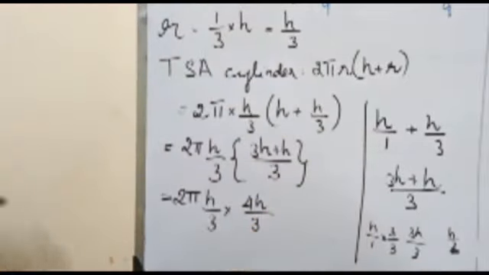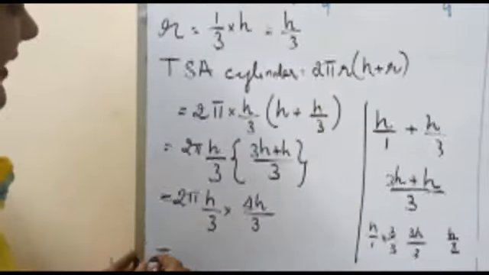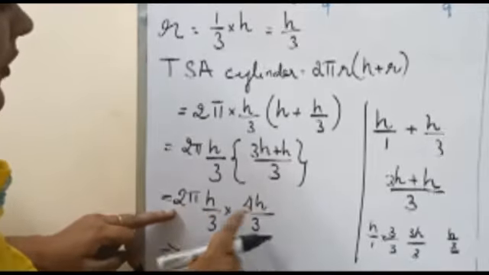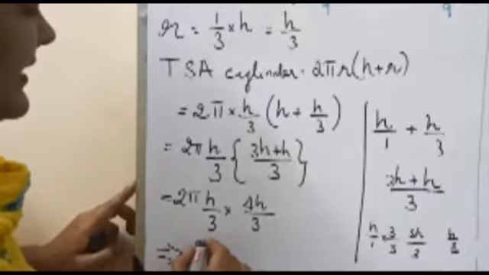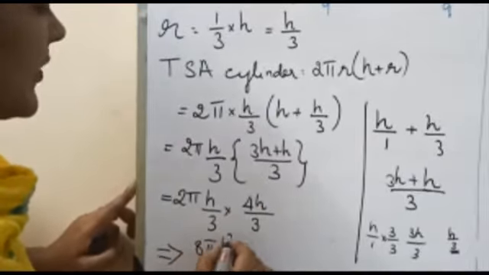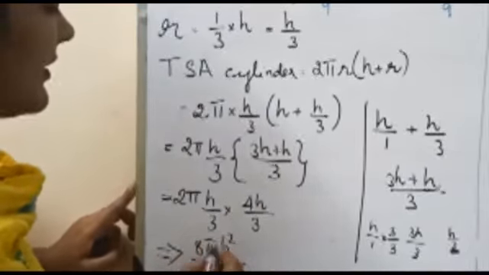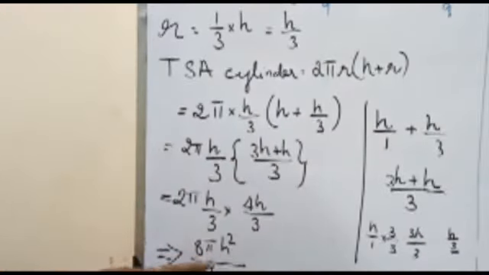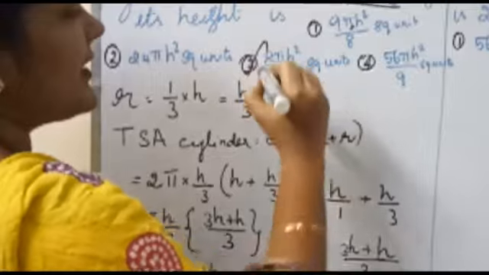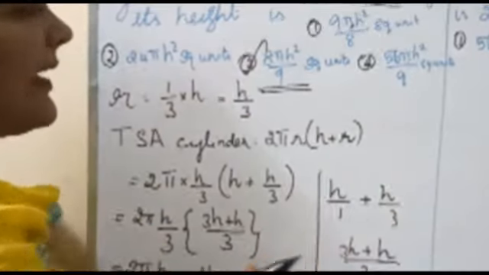Now multiply the numerator terms and multiply the denominator terms. See, 2 into 4, 2 4s are 8. Then pi into h square divided by 9, 3 into 3, 9. So the answer is 8 pi h square by 9. The correct option is the third option, 8 pi h square by 9 square units.